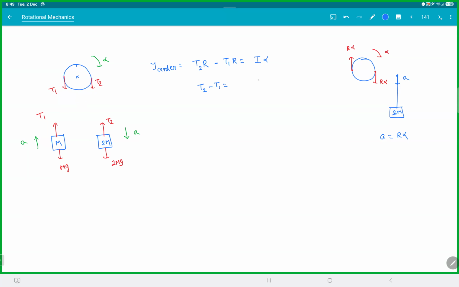That will be mr square by 2. So that will be mr alpha by 2. And A is equal to R alpha. That will be T2 minus T1 is equal to MA. This will be T1 minus mg is equal to MA. This will be 2mg minus T2 is equal to 2ma. Right? You want to find A, so you can just add them up. We get T1 minus T2 plus mg is equal to 3ma. But T2 minus T1 is minus ma.